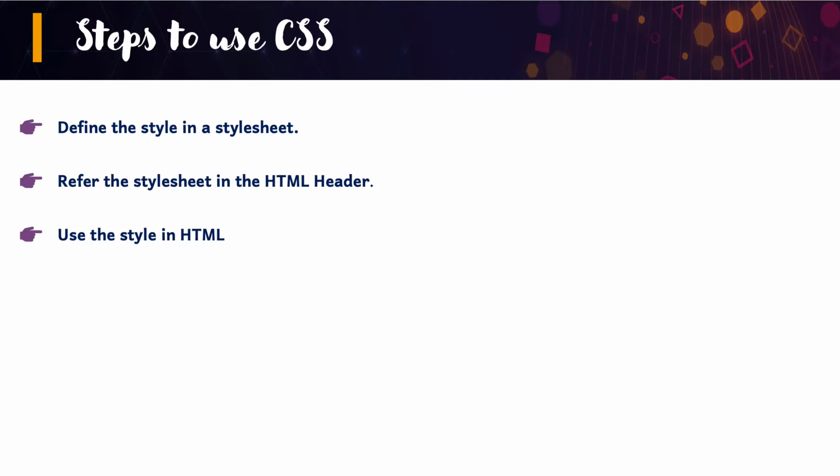Step number 3, now that we have the reference, we start actually using the style in HTML. So step number 1, define the style. Step number 2, refer to the style sheet in the HTML page. Step number 3, start using the style. Now these are the general steps. Sometimes, depending on how we are referring to the style sheet, there could be a slight difference in how these steps are to be looked at. That we'll be covering in one of our subsequent classes. But remember, define, refer and use.